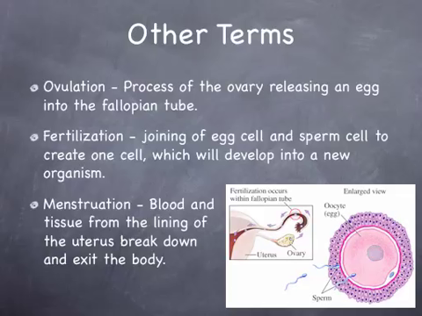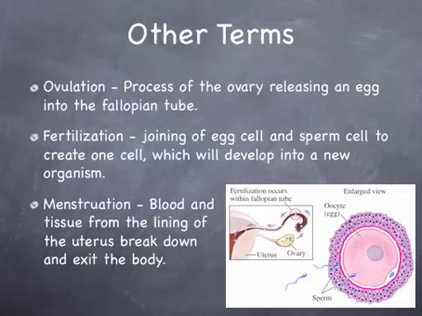Here are other terms that I mentioned on the previous slide that you're going to need to know. Ovulation. Ovulation is the process of the ovary releasing an egg into the fallopian tube. The egg is considered mature and ready to be fertilized. Fertilization is when the egg cell and the sperm cell join together to create one new cell called a zygote. This zygote will then divide into a new organism.